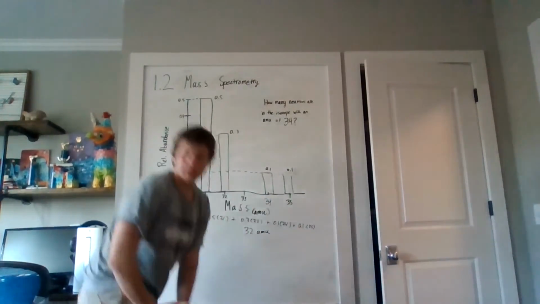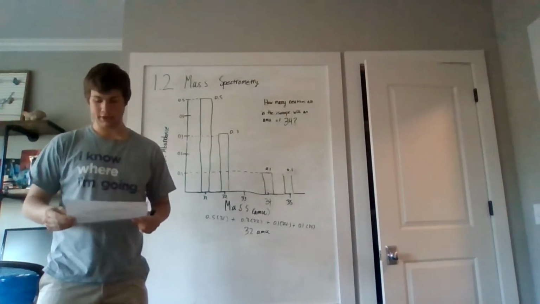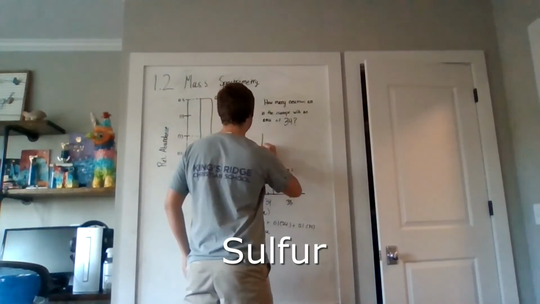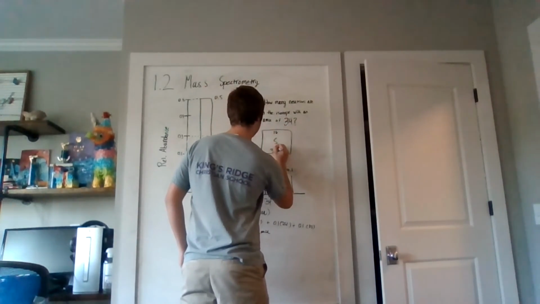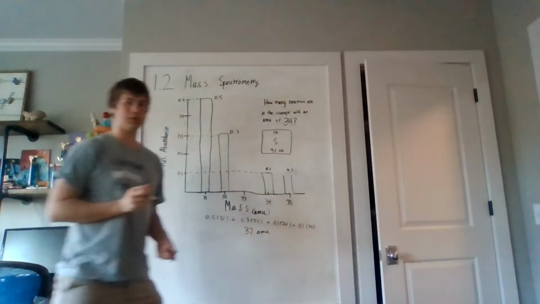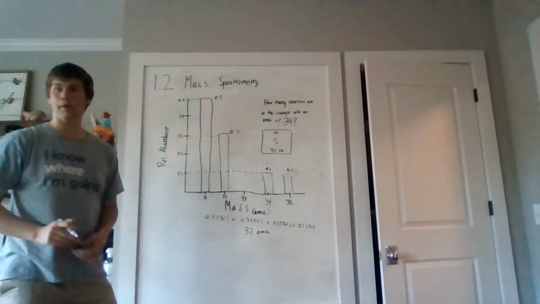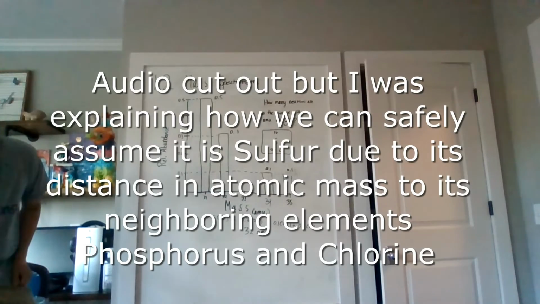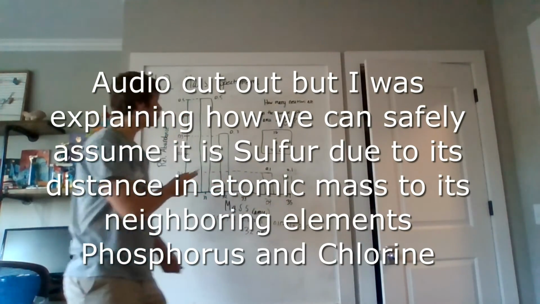Now we can consult the periodic table to find out our element. And it turns out to be sulfur, which is 16 and has an atomic mass of 32.06. And this is going to be the closest we are to any element, with the surrounding elements being phosphorus, which is at 30.97, and chlorine, which is at 35.45. So we can pretty safely assume that this is going to be sulfur.